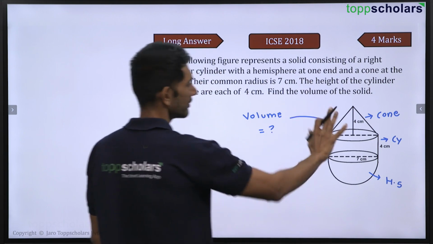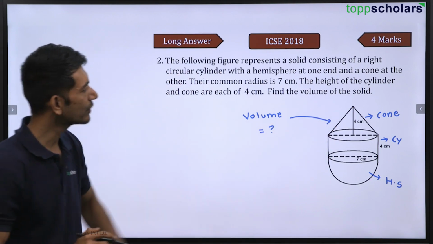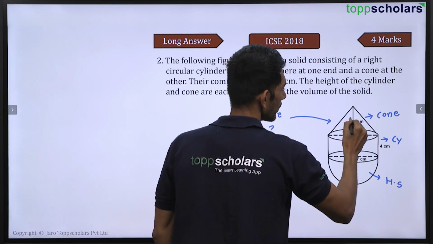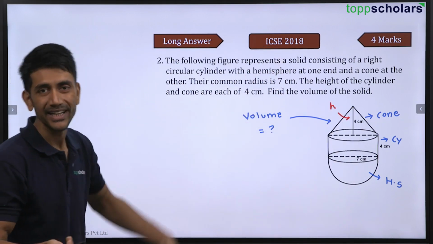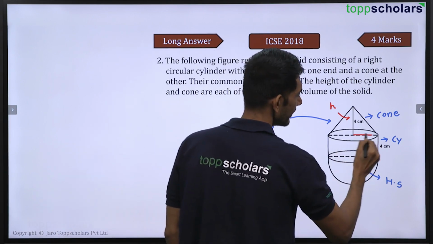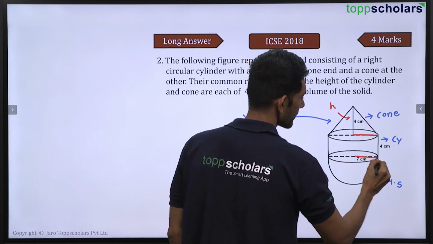What is given to us? In the figure, if you see, the height of the cone is given. Height of the cone is 4. Then the radius is given. Common radius is 7. Obviously, if this is 7, this is also 7.